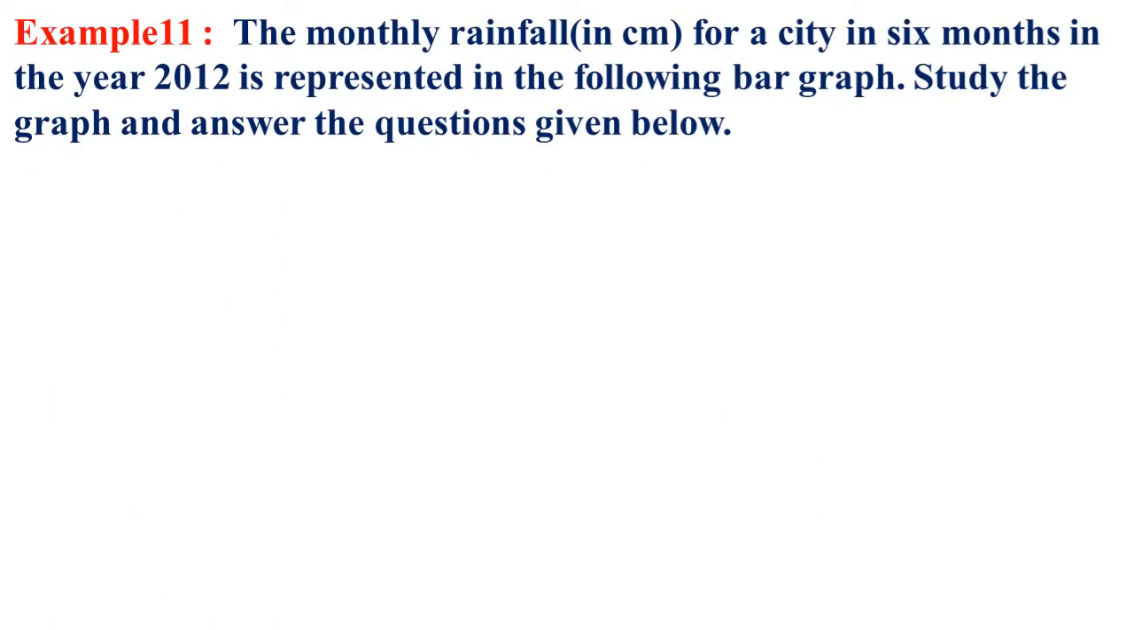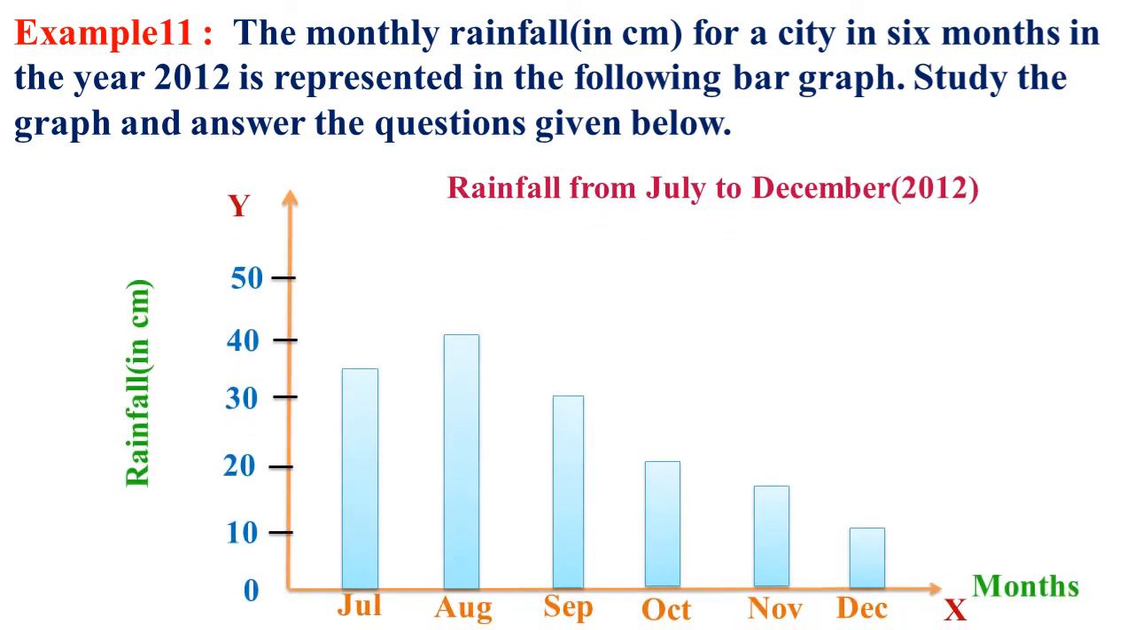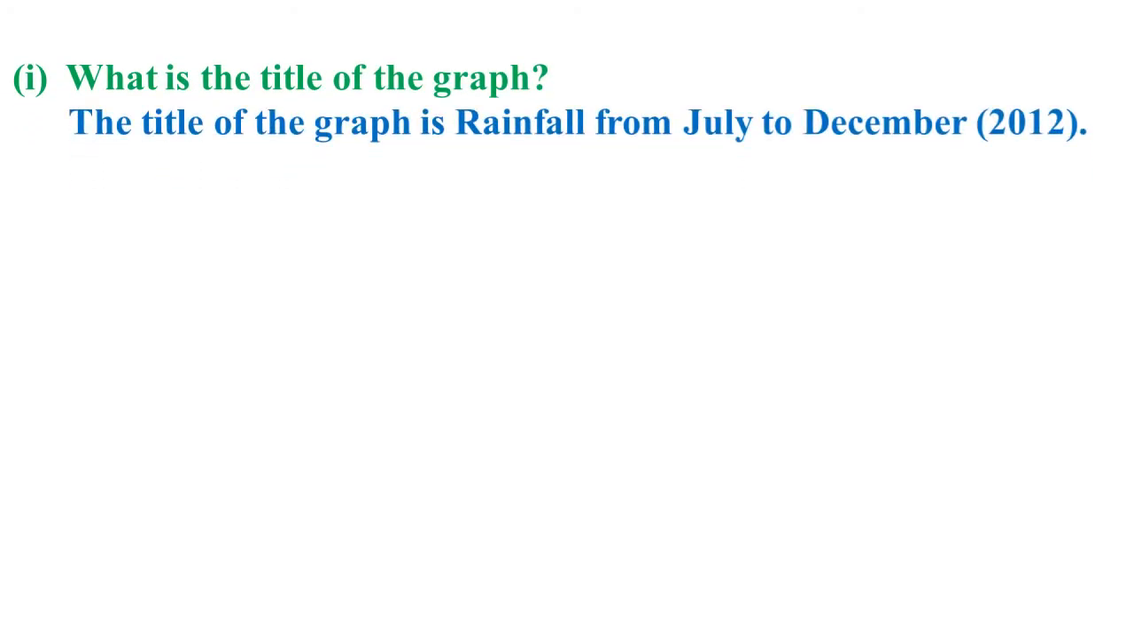Example 11. The monthly rainfall in centimeters for a city in 6 months in the year 2012 is represented in the following bar graph. Study the graph and answer the questions given below. Rainfall from July to December 2012. Here is the given bar graph. First question: what is the title of the graph? The title of the graph is Rainfall from July to December 2012.